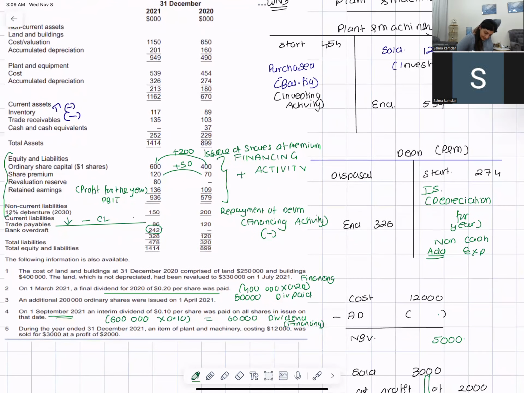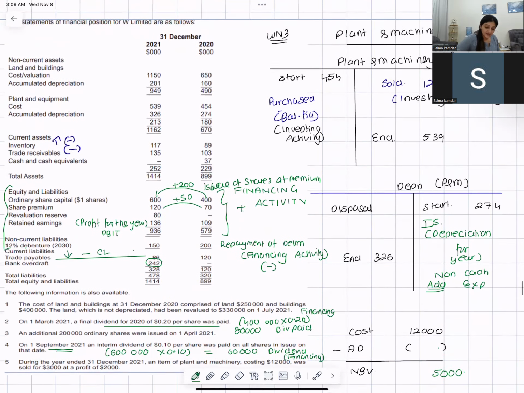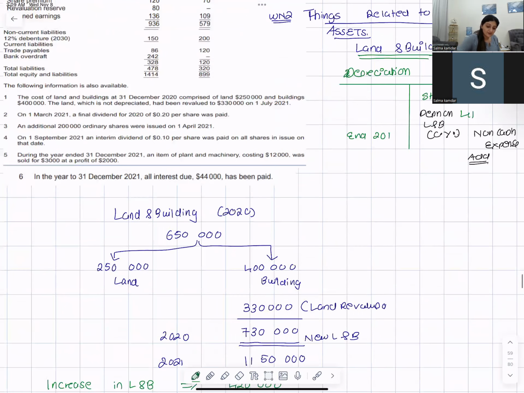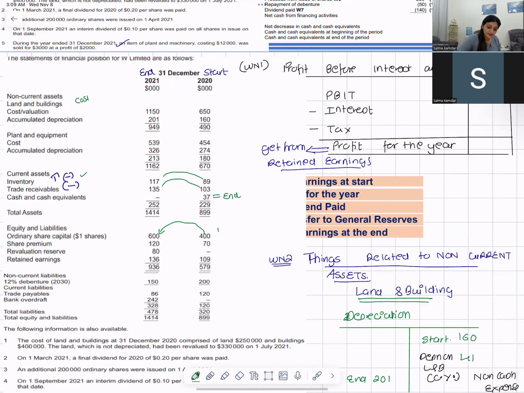So what we will do is we will start with the first part of our cash flow statement, wherein we have to find out the profit before interest and tax. Your profit before interest and tax minus interest minus tax gives you profit for the year. And this profit for the year you will get from your retained earnings. So you have your retained earnings column, which you already know. Retained earnings at the start is increased by profit for the year.